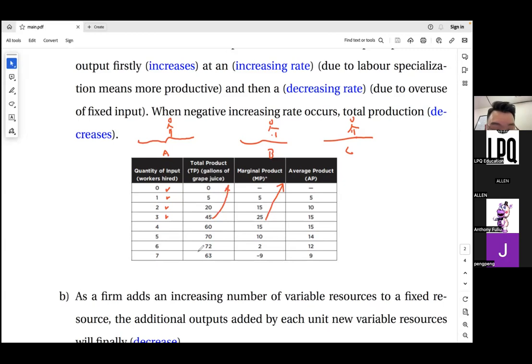And the next question is super easy. Why, after 3 units of labor, does production begin to decrease? Can somebody give me the answer? This question is easier, right? You can easily guess. Why does marginal production begin to decrease after you hire the first unit of labor?